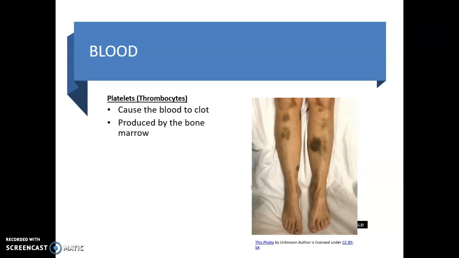Platelets cause the blood to clot. They are produced in the bone marrow. So this is a picture here of somebody who does not have enough platelets, so they're bruising very easily.